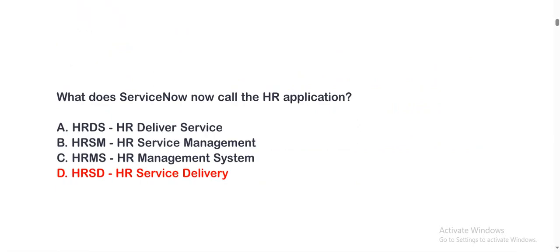Next question is, what does ServiceNow now call the HR application? And the options are option A, HRDS, HR Delivery Service. Option B, HRSM, HR Service Management. Option C, HRMS, HR Management System. Option D, HRSD, HR Service Delivery. And the correct option is option D.